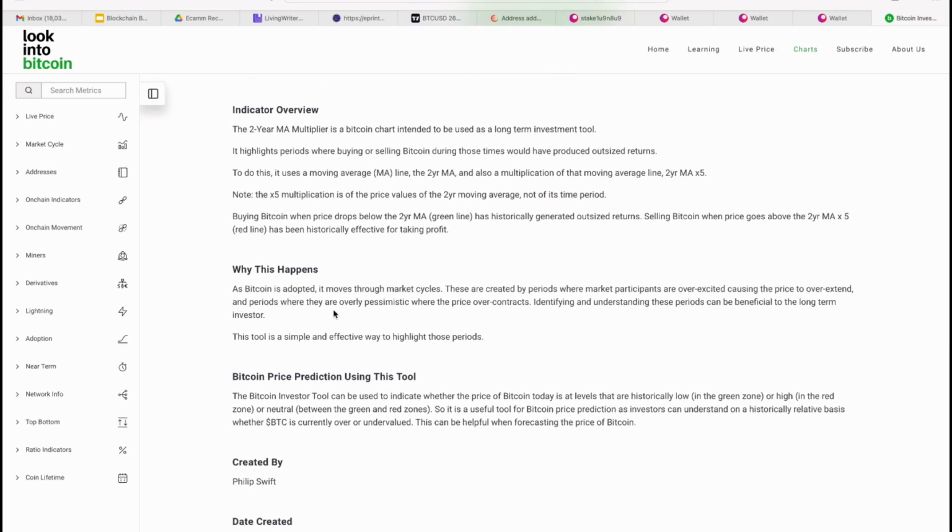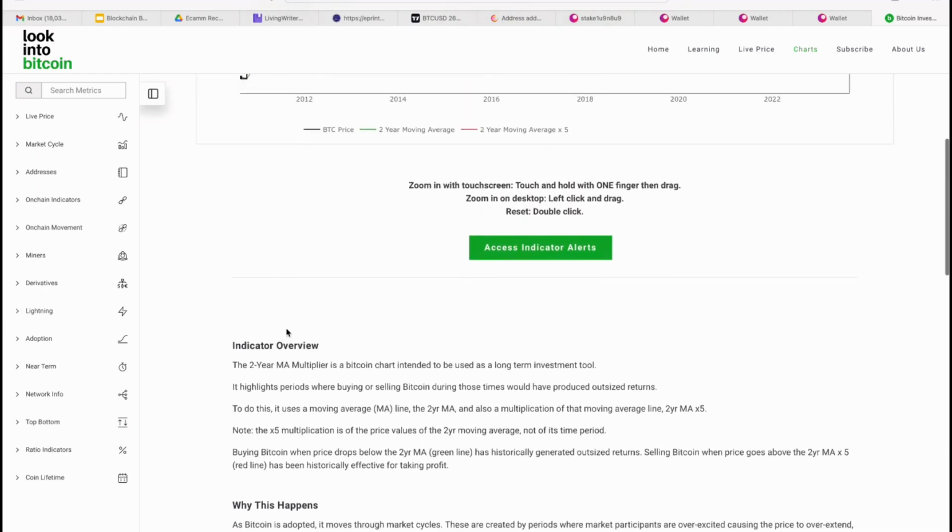As Bitcoin is adopted, it moves through market cycles. These are created by periods where market participants are overexcited, causing the price to overextend, to go high. And then periods where they are overly pessimistic, where price overcontracts and goes low into a bear market. So you have this ebb and flow between bull and bear markets. So identifying and understanding these periods can be beneficial to the long-term investor. Let's check it out, right?